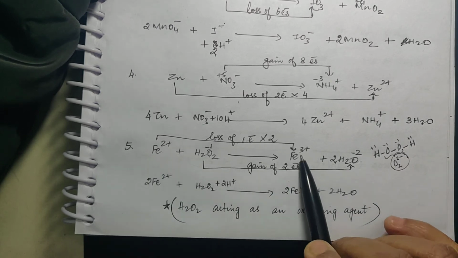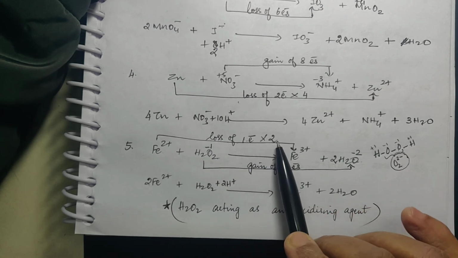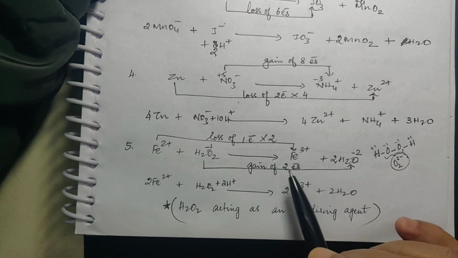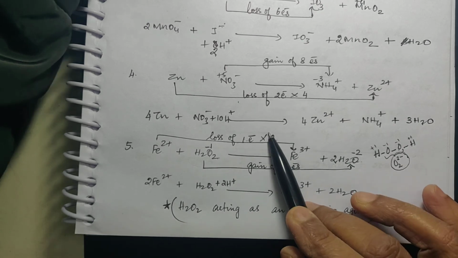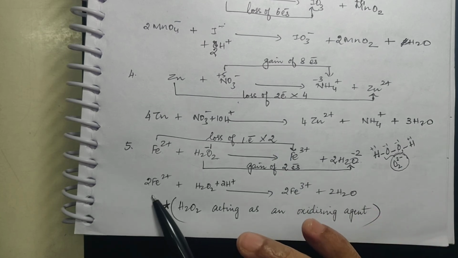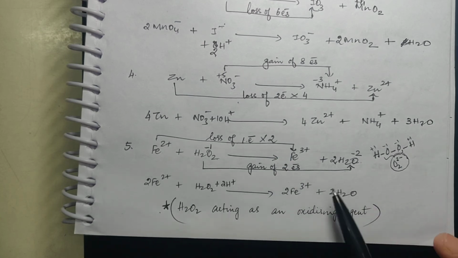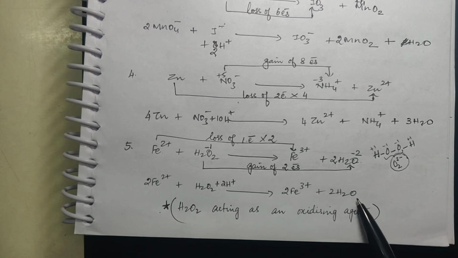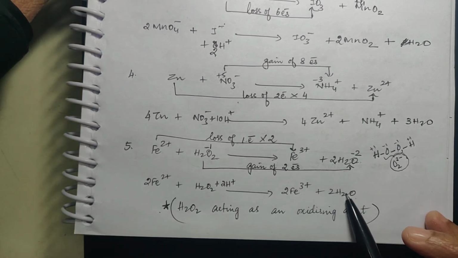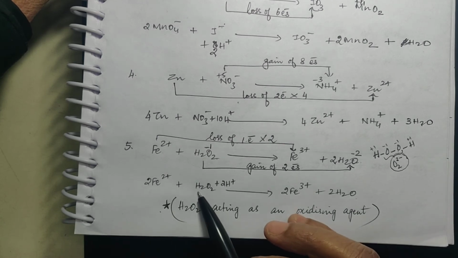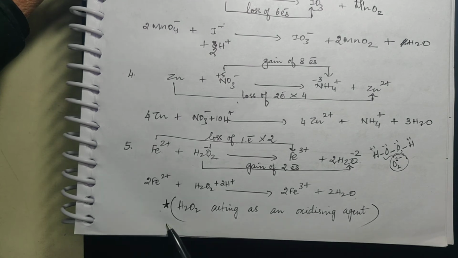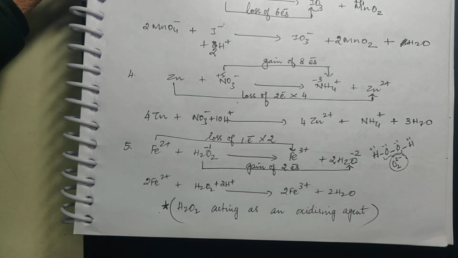Then Fe2 plus to Fe3 plus is a loss of 1 electron. So we'll multiply by 2, because here it is gaining 2 electrons. To compensate that, you will multiply the Fe2 plus equation by 2. So you'll have 2 Fe2 plus H2O2 giving you 2 Fe3 plus 2 H2O. Now there are 4 hydrogen atoms here and already you are having 2, so you will add 2H plus. Okay. This is an important equation. H2O2 is acting as an oxidizing agent.